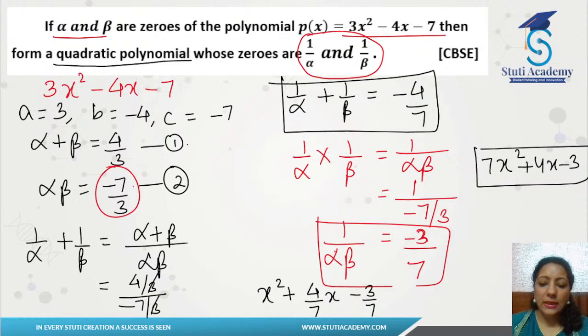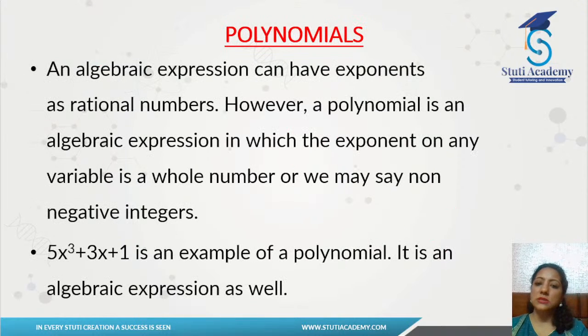Okay, so children, enough of practice today, and we have actually completed polynomials. So we'll just quickly revise this. I'll just summarize this topic first. Polynomials, we discussed, are a type of algebraic expression only, but in polynomials we can have the powers of the variables only as whole numbers, whereas in algebraic expressions we can have the powers of the variables as any rational number.